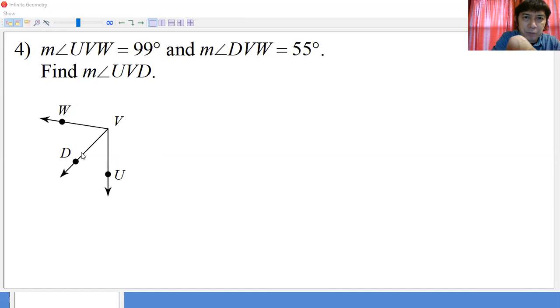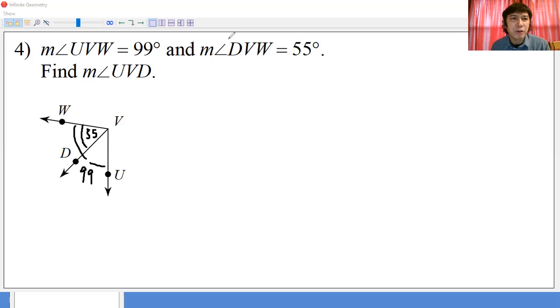Let's put the diagram there. Must be this one. This is 99. There. UVW. Now, the measure of DVW is 55. So this one here is 55. There. That's 55. Okay.